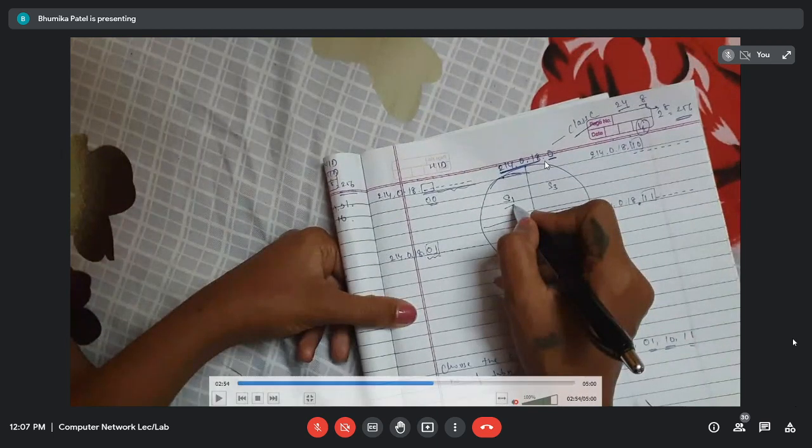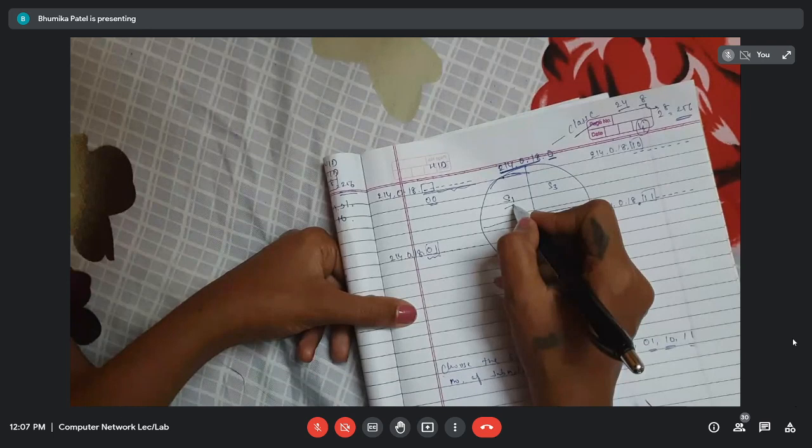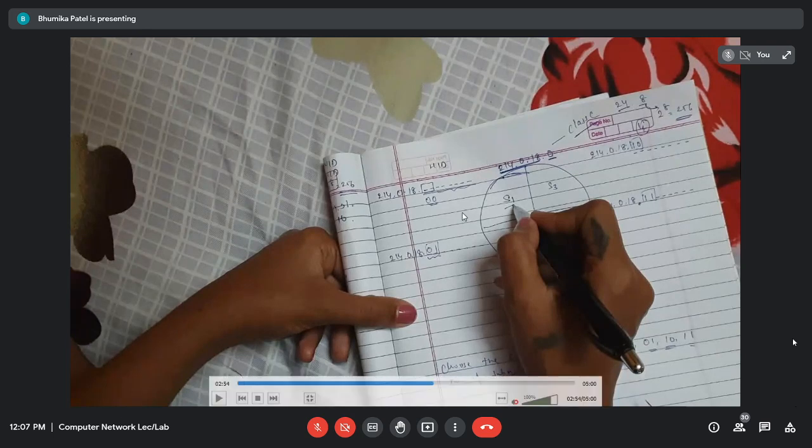Now I want to find the range of subnet 1. That means how many devices will be in the group S1 or subnet 1. Obviously I have divided these 256 IP addresses into 4 parts, so one part will have 64.